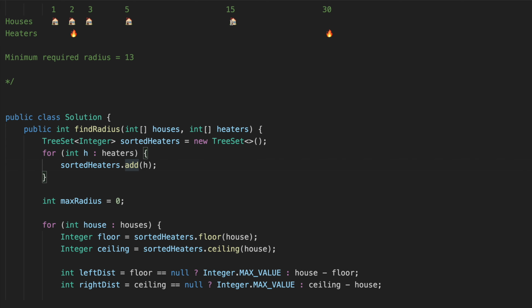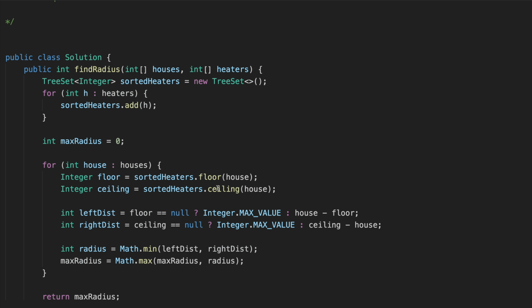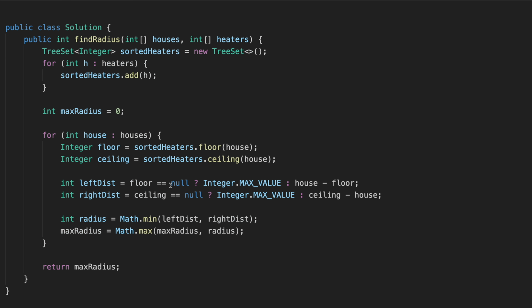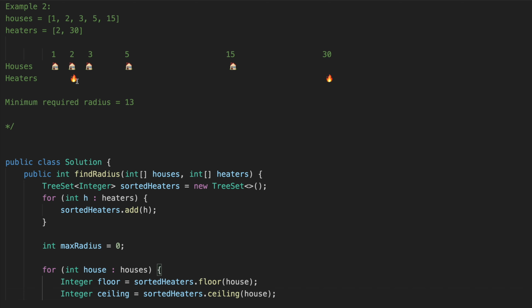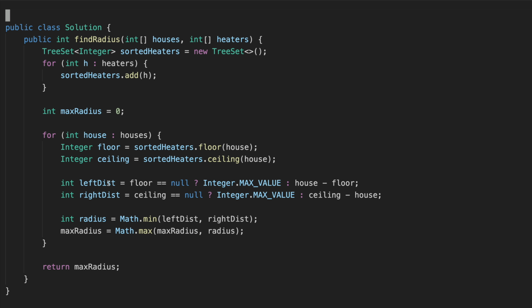Let's say, for example, for 15, we are finding the floor, which gives us 2, and the ceiling, which gives us 30. We are finding the heaters that are located to the left and the right. So for each house, we take the left distance and the right distance. For example, the left distance here is 13, and the right distance here is 15.